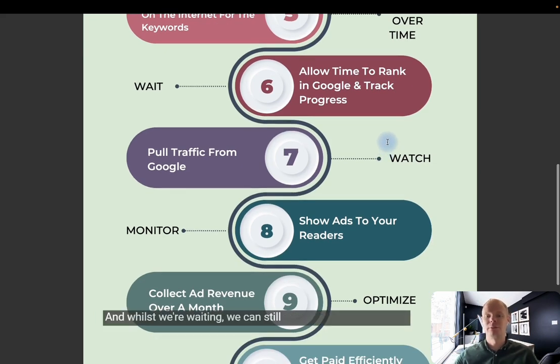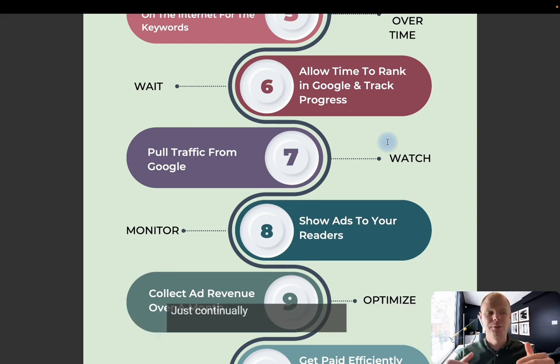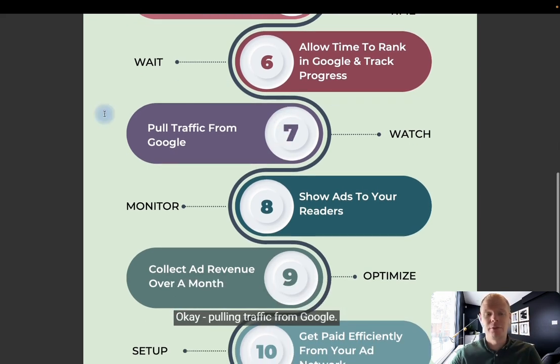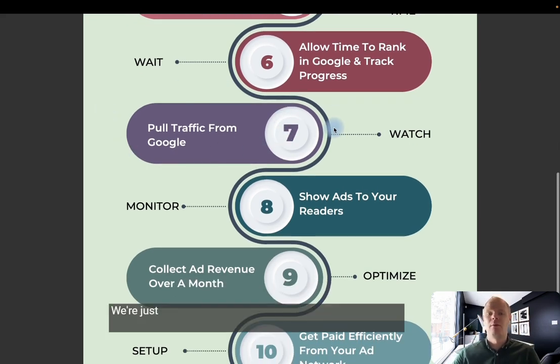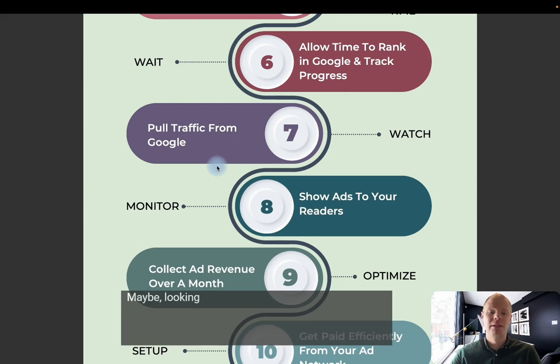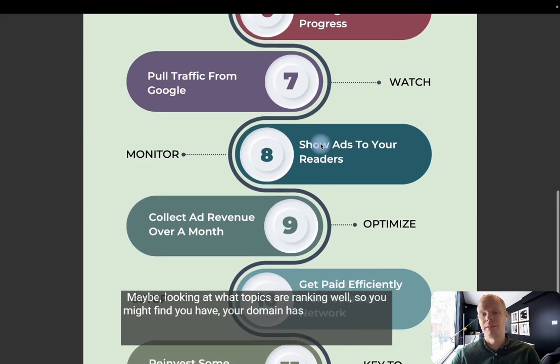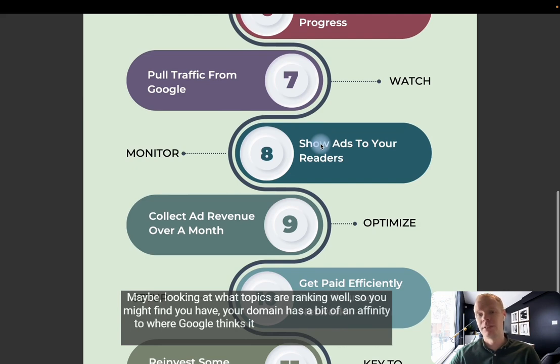Whilst we're waiting, we can still be creating more content. We can still be pushing forward. And I want to give you the confidence to do that. Whilst you go through that initial 6, 9, 12-month period, just continually commit to creating content based on keyword research. Okay, pulling traffic from Google, straightforward. We're just watching that traffic come in, making sure that we understand where it's going and how it's valuing the readers, maybe looking at what topics are ranking well. You might find your domain has a bit of an affinity to where Google thinks it likes one topic more than another one, so it might rank you better for one topic.